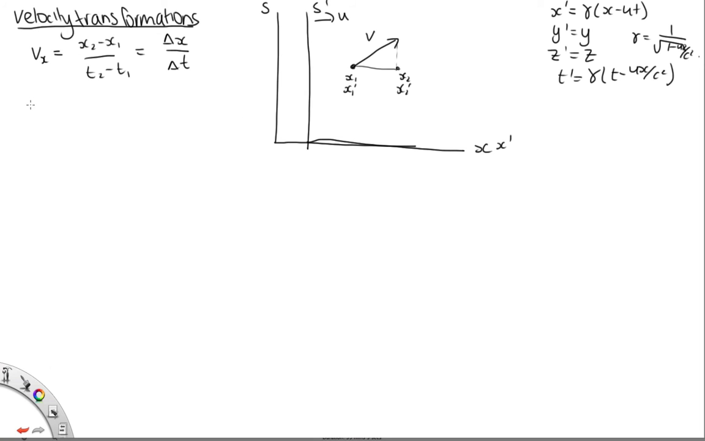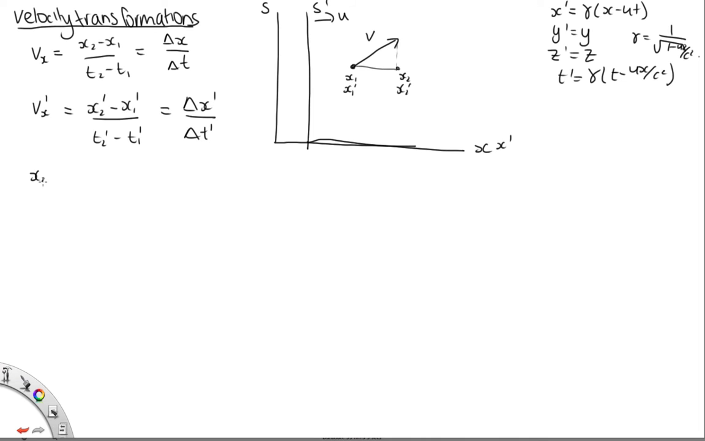Now what we're going to do is work out what is Vx prime. What's the velocity in our reference frame S dash? So we can write that this is going to be x2 dash minus x1 dash over t2 dash minus t1 dash, which we could write as a change in x prime over the change in t prime. Now let's work out what each of these, the denominator and the numerator, are going to be.